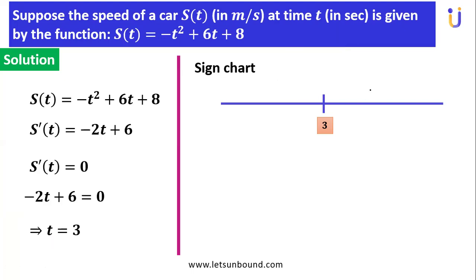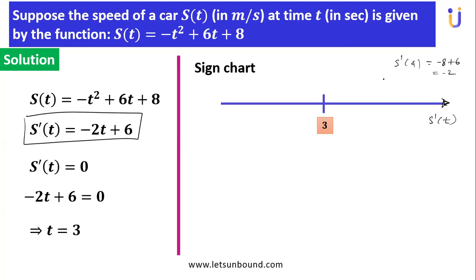After 3, you take some value like 4 and plug it in. This sign chart we are doing for S dash of t, not S of t, right? So we have to plug into this function. So S dash of 4: you just have to take a value after 3. You can even take 3.1, that's not a problem. So S dash of 4, if you plug in, is -8 plus 6, which is -2, which is negative. We just want the sign, not the value.